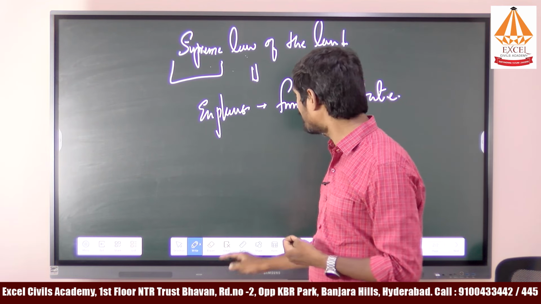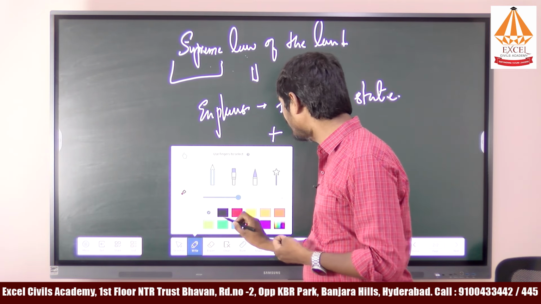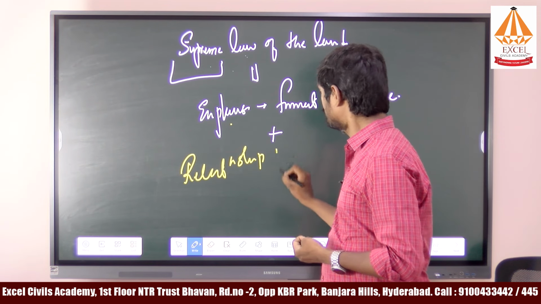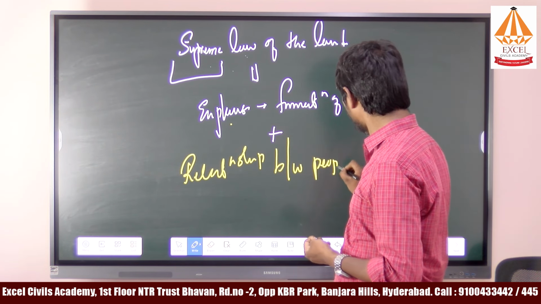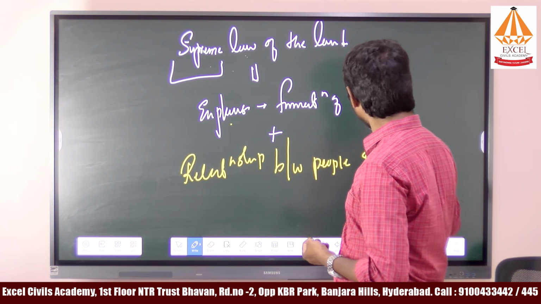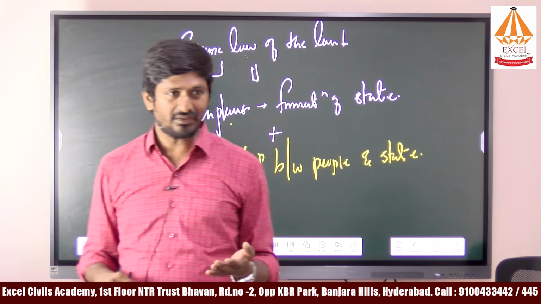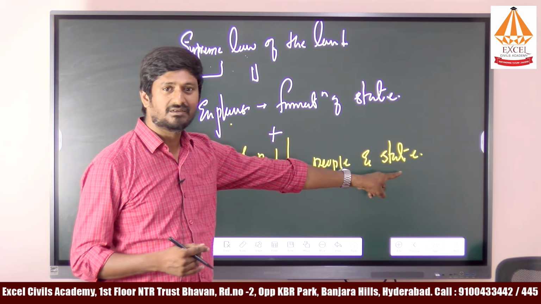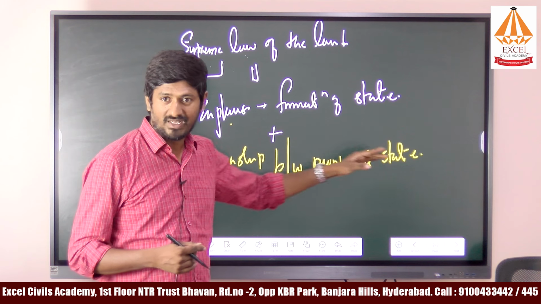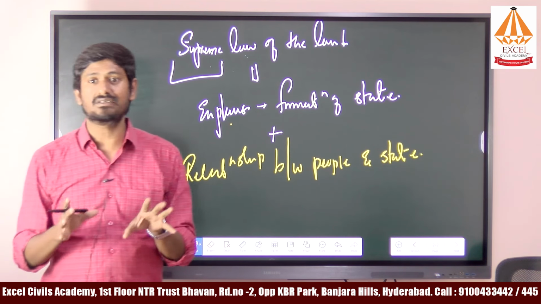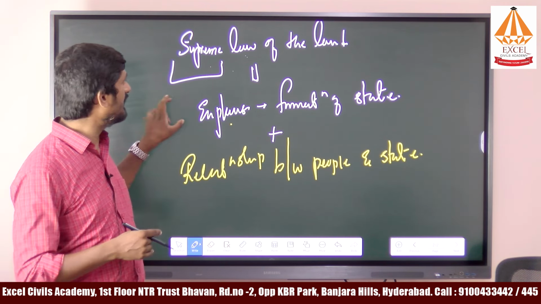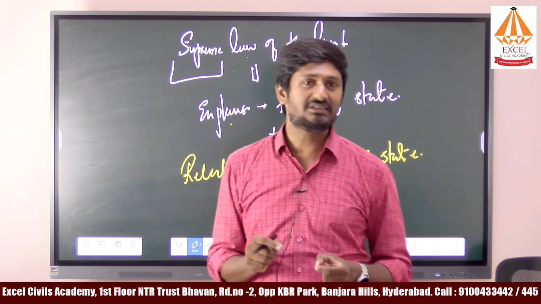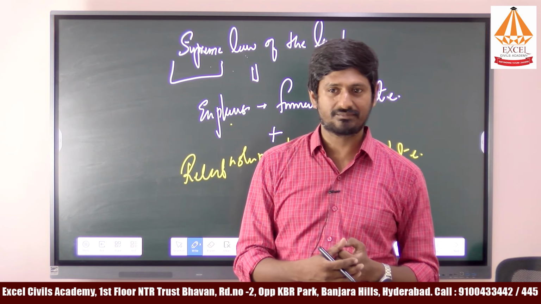And not only that, explaining the formation of the state, it is also explaining what? The relationship between people and state. Relationship means what? What are the powers of the state? What are the rights of the people? To what extent does the state have power? To what extent do the people have rights? This relationship is explained in the form of the constitution. In other words, the constitution explains the do's on the part of the state and the don'ts on the part of the state.